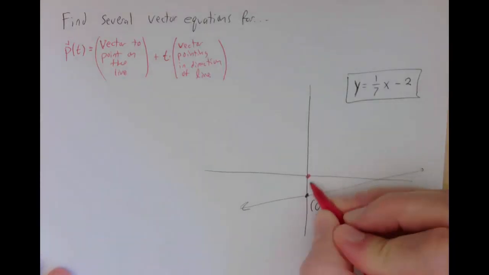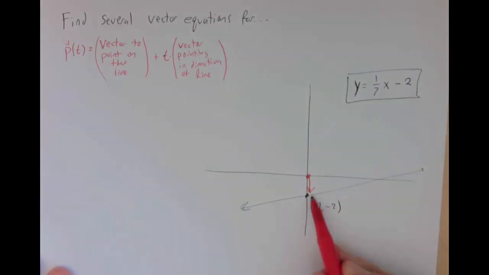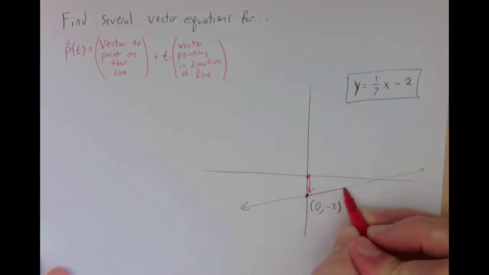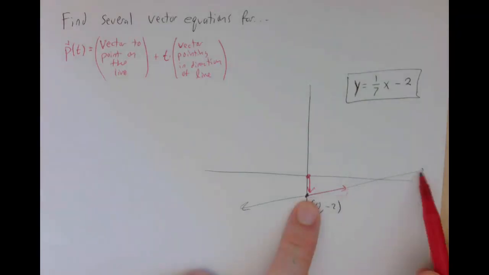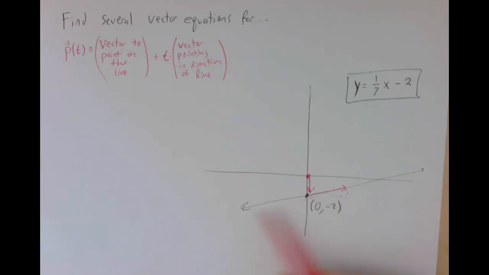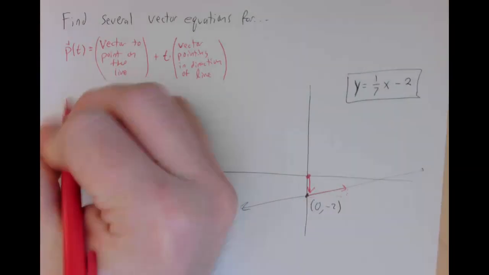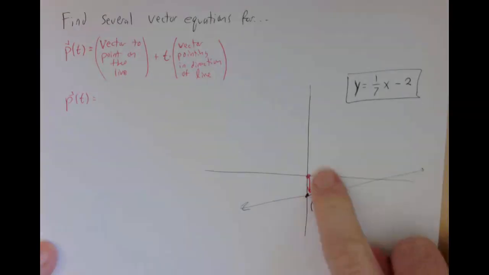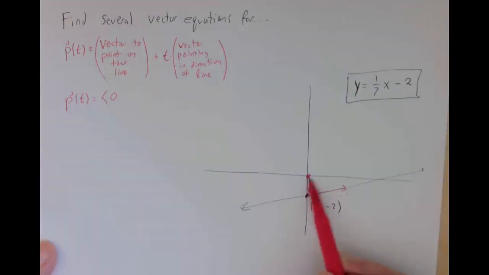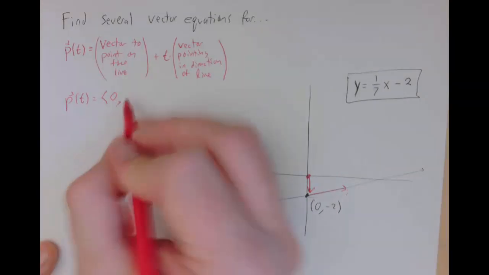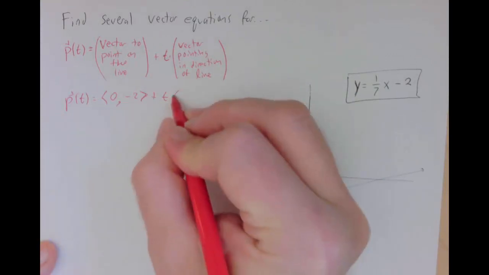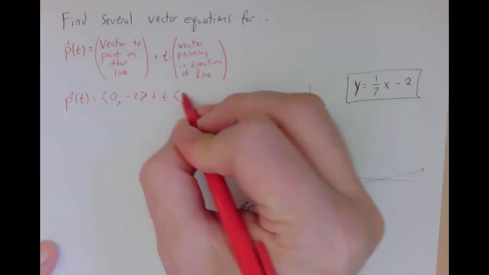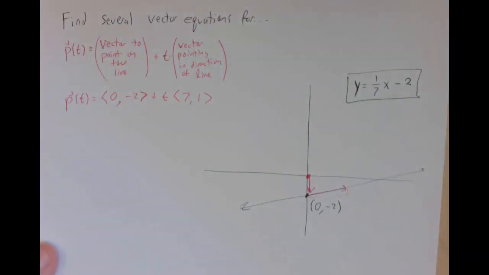We could do a vector that points straight down to take us to this point, and then a vector that points 7 this way and 1 that way. So 7 in that direction, 1 in that direction. And if you imagine this vector getting longer and shorter, we're pointing to all the different places on this line. So what would that look like? We've got this vector going straight down, so that's changing 0 in the horizontal direction, but it's changing by -2 in the vertical direction. And then we'll add a time-scaled vector that is 7 over and 1 up. So that would be a perfectly adequate description.